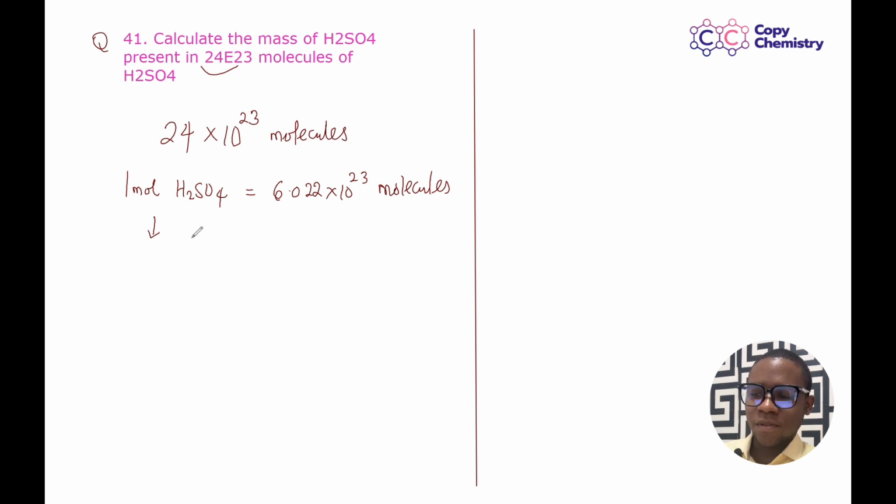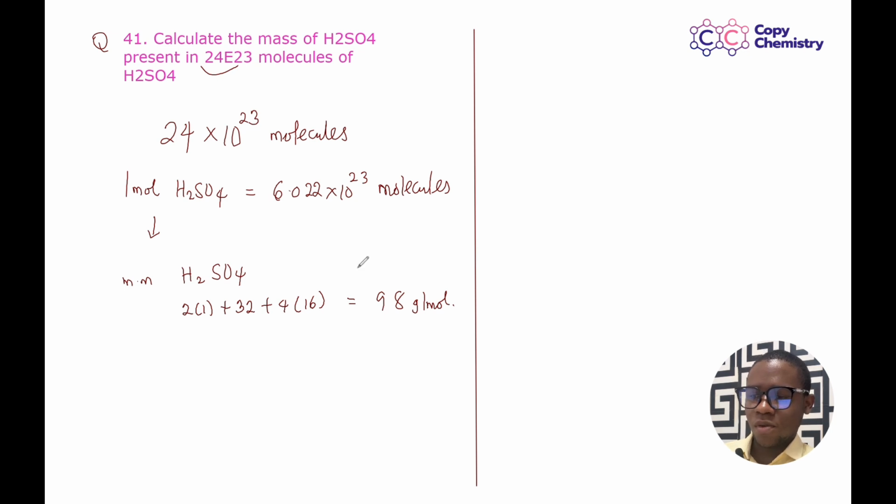And what's the molar mass of H2SO4? If you calculate the molar mass of H2SO4 this way, let's do that. 2 times 1, and then sulfur is about 32, and oxygen is about 16. To calculate all this, you have around 98 grams per mole. So this means that 98 grams of H2SO4 is the mass of 1 mole of H2SO4.